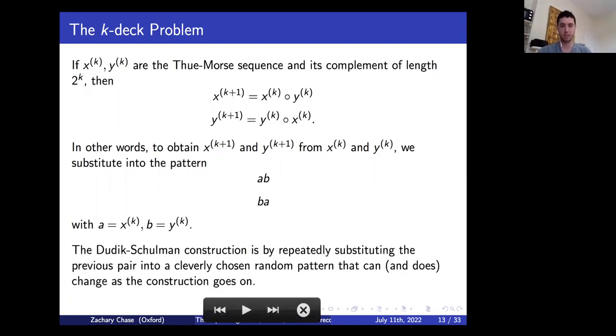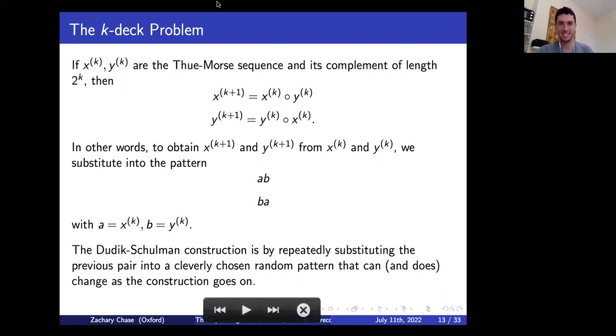So the Dudek-Schulman construction is by repeatedly substituting the previous pair into a cleverly chosen random pattern that can and does change as the construction goes on. So instead of always plugging into AB, BA, you plug into more complicated patterns.